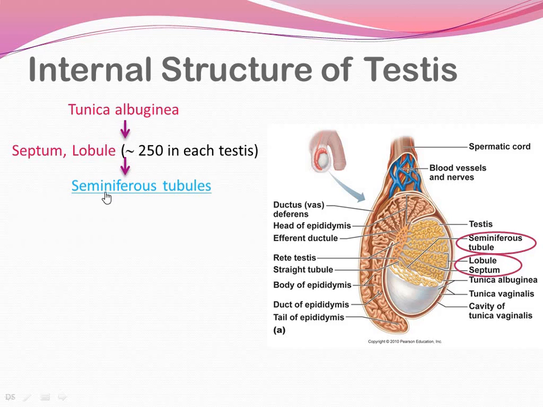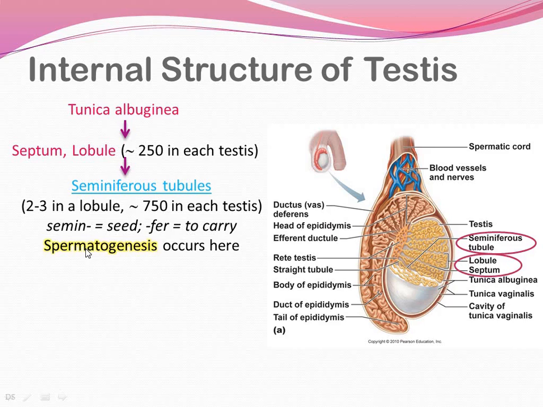Semini refers to seed, and ferous refers to transfer or carry. So the tubes which carry the seed, it means not semen but sperm. A tube which carries the sperm is called a seminiferous tubule. And functionally, its importance is that it is the site for spermatogenesis.